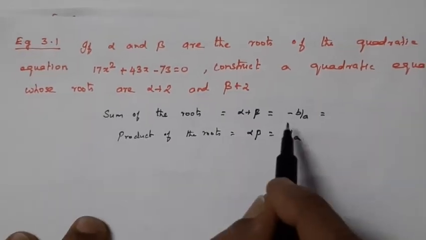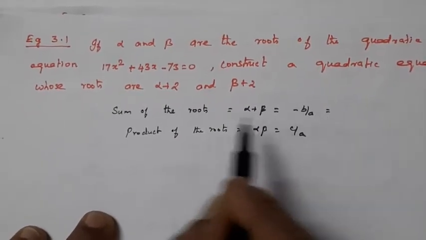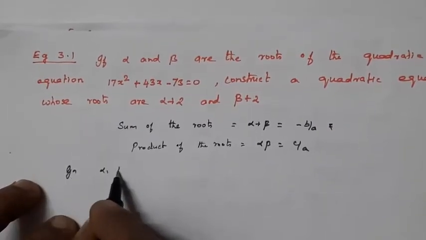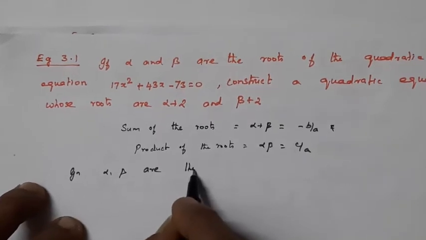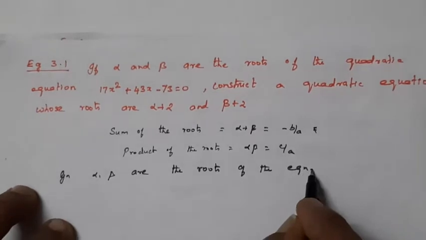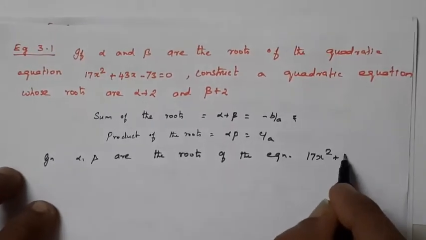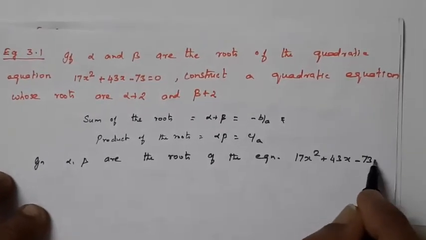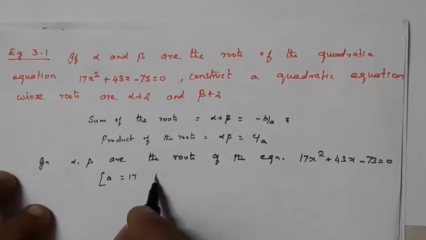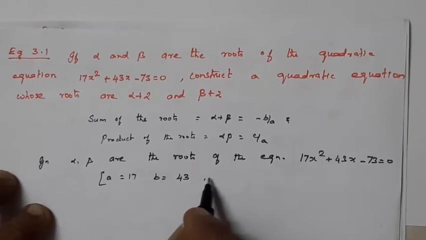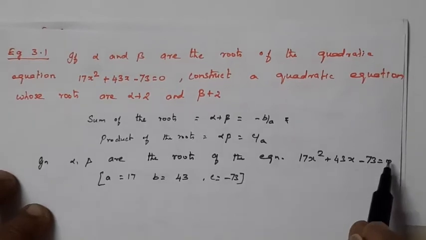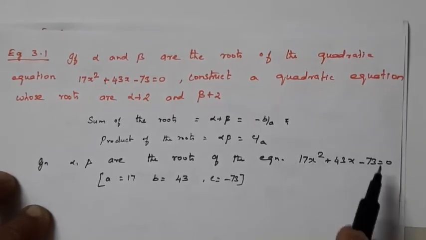So, let us use this. Given alpha and beta are the roots of the equation 17x squared plus 43x minus 73 equal to 0. That means here a is equal to 17 and b is equal to 43 and c is equal to minus 73. Okay. So, ax squared plus bx plus c is equal to 0. This is the general form of the quadratic equation.